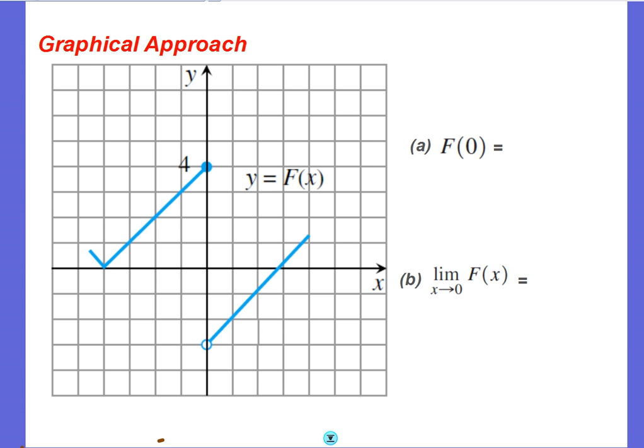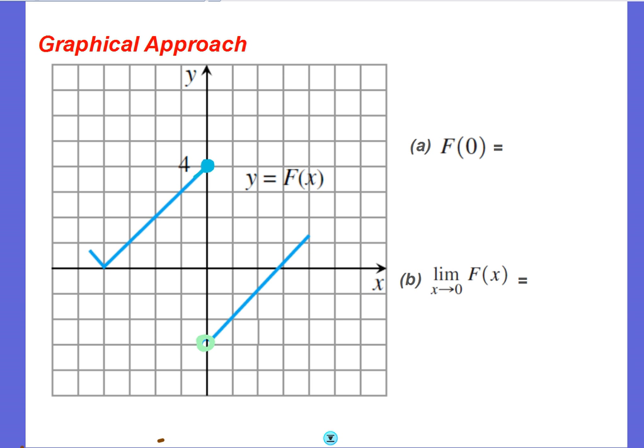Look at this other function defined in pieces. What you should note is that when you have a function like this, defined in pieces, when you have a filled out dot, a solid dot like that, it means the function exists at that point. It means the function at x equals 0 is that point. But when you have an open circle like that, it means the function does not exist at that point.